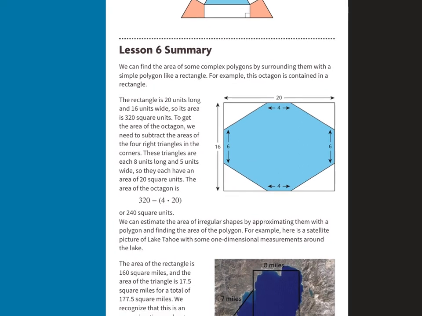Okay, and I believe that is it. It says we can find the summary. This is page 50. It says we can find the area of some complex polygons by surrounding them with simple polygons like a rectangle. For example, this octagon is contained within a rectangle. The rectangle is 20 units long and 16 units wide, so the area would be 320. To get an area of an octagon, we need to subtract the areas of the 4 triangles in the corners. The triangles are 8 by 5, so 8 times 5 is 40, divided by 2 is 20, so each triangle is 20. The area of the octagon is 320, that's the rectangle, minus the 4 triangles, which is 20 each, so 4 times 20 is 80, so 320 minus 80 is 240 square units.